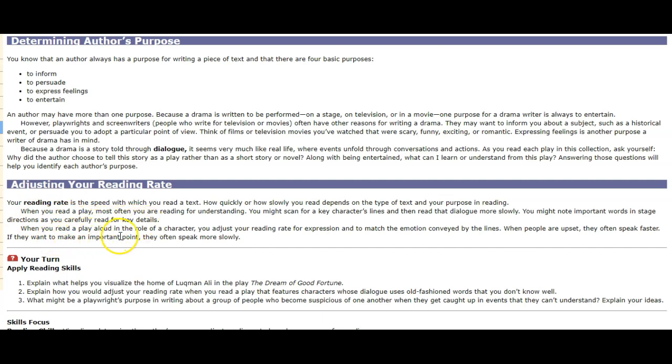When you read a play out loud in the role of a character, you adjust your reading rate for expression and to match the emotion conveyed by the lines. When people are upset, they often speak faster. If they want to make an important point, they often speak more slowly.